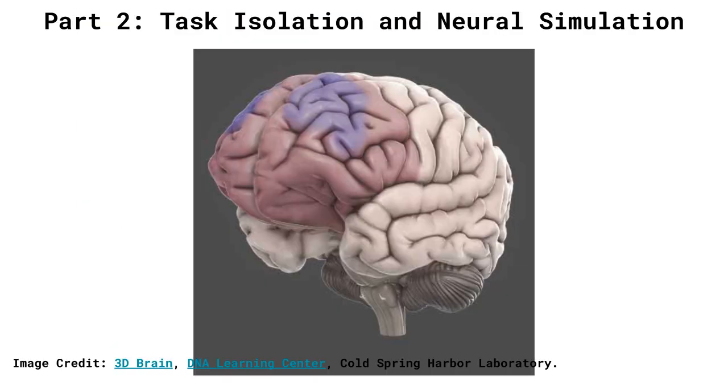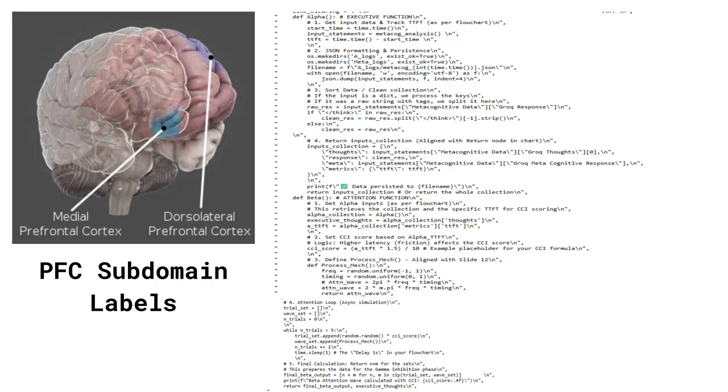Part 2. Task isolation and neural simulation. So, to replicate complex cognitive functions, the system isolates distinct tasks to simulate the substructures of the prefrontal cortex. In other words, we break the thought down into 4 specialized functions.